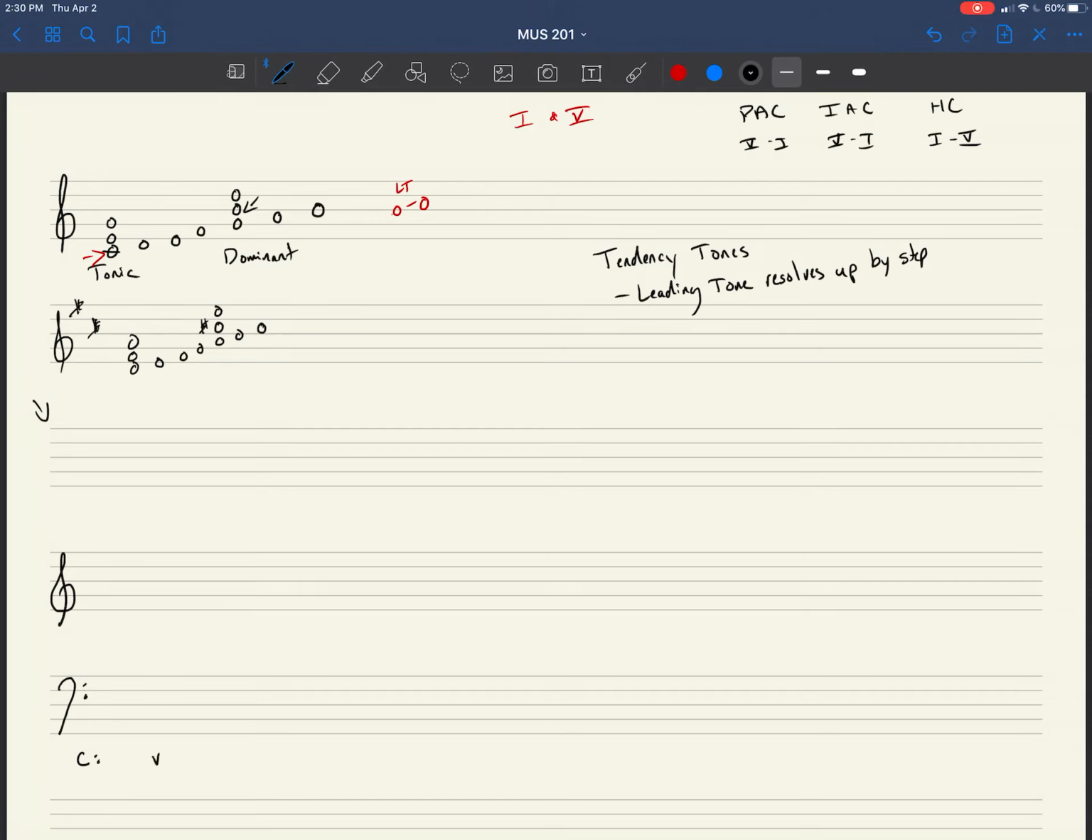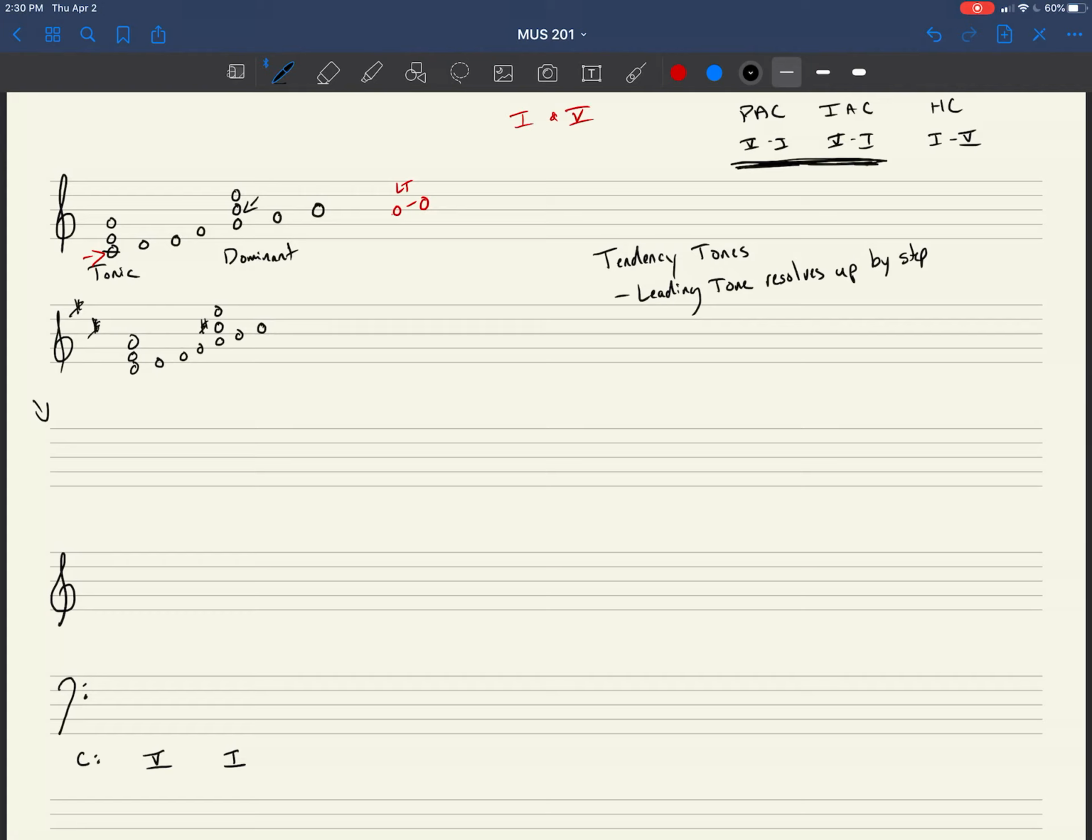Then we're going to write a Roman numeral 5 moving to 1. This indicates that we are going to write a 5-1 progression. So at this point, we know that we're either writing a perfect authentic cadence or an imperfect authentic cadence.